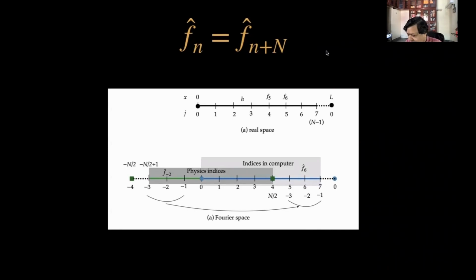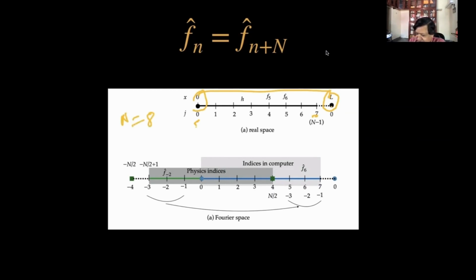So in real space, data is saved from 0 to N minus 1. Remember, this last point is not saved. Because it's periodic, we don't save the end point, because it is the same as the first point in real space. Okay. So for capital N equal to 8, I have saved 0 to 7.